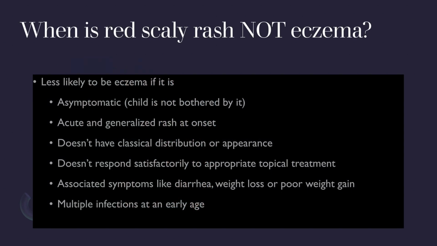So when is a red scaly rash not eczema? This is my take-home message. If the child is not so bothered by it, if it is acute, a generalized rash at onset, if they don't have a classical distribution or appearance, and they don't respond to any of your good treatments, then you have to consider something else. If there are associated symptoms like diarrhea, weight loss, poor weight gain, also do consider other diseases. Multiple infections at an early age is also definitely an alarm bell.